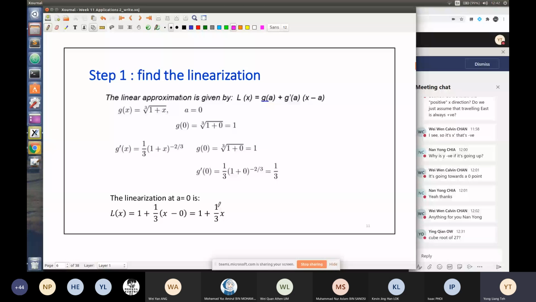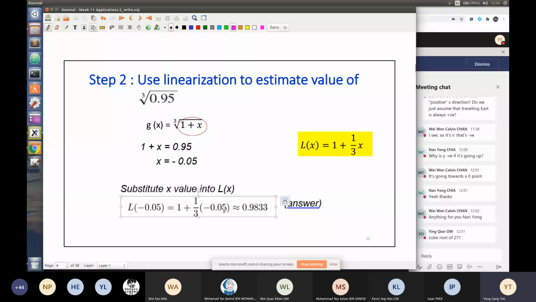I will go through this part. It's pretty straightforward: differentiate and then substitute in your value of a. Once you have that, recognize that your x is simply 0.95 and 1.01 respectively, and then just substitute into the formula to get your expression.